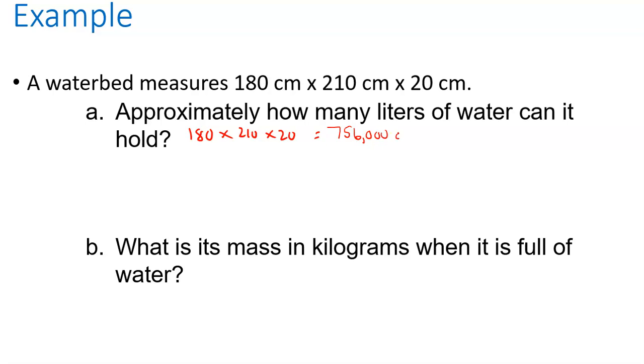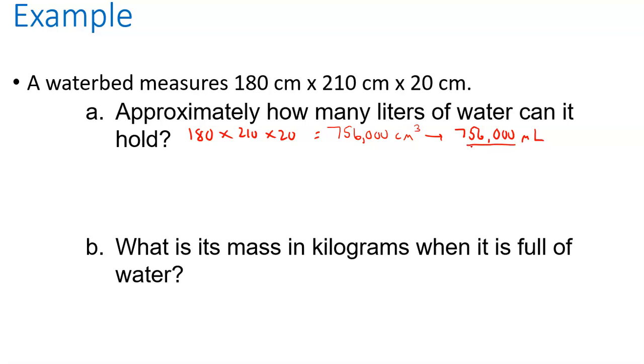756,000 cubic centimeters. Well, maybe then a cubic centimeter isn't the best way to measure this. Maybe a liter would be a better way to do this. So cubic centimeters match up with milliliters, which means that there's 756,000 milliliters of water this thing can hold. Okay, how do I convert milliliters then to liters?